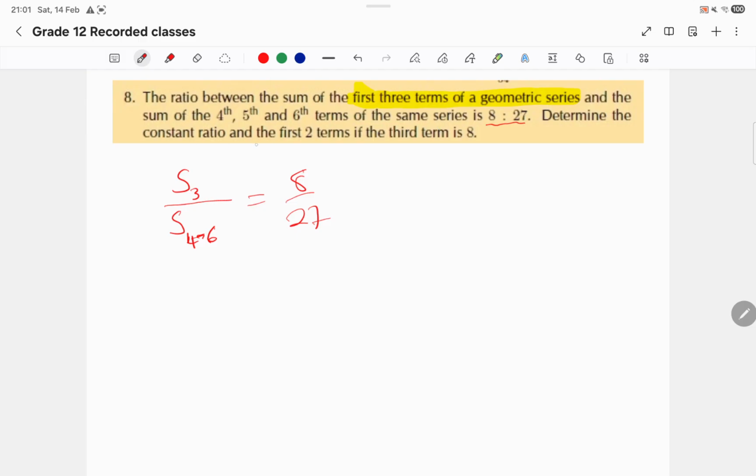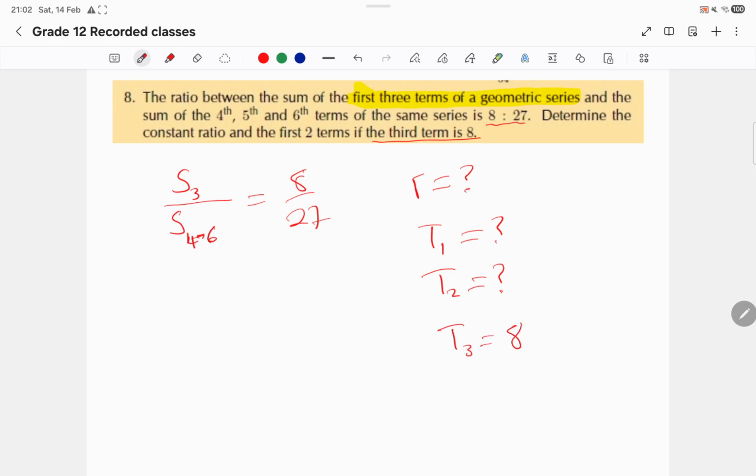Determine the constant ratio and the first two terms of the series, if the third term is given by 8, right? So, okay, what else do we know? We want our R, we don't know what our R is. And we want the first two terms, T1, we don't know. We want T2, we don't know. But what else do we know? The third term is, sorry, not 1/8, but it's 8.